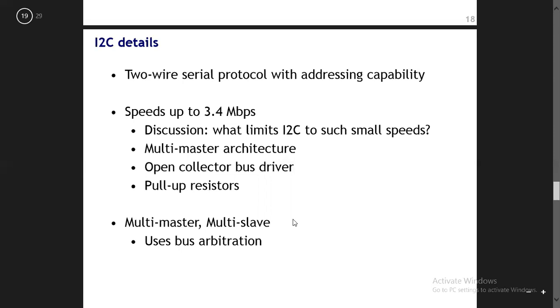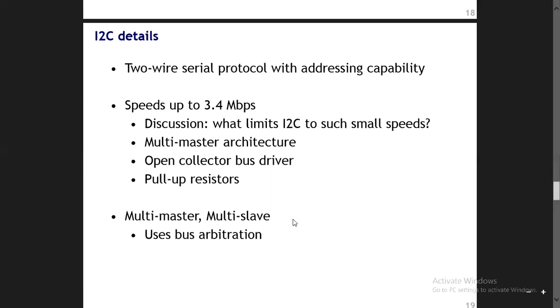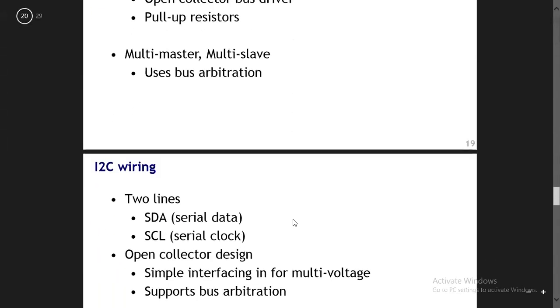Of course, like in SPI, only the master can initiate the data communication on the bus. But if you have multiple masters, then there must be a mechanism to arbitrate access to the bus. So this specific protocol uses bus arbitration. What that arbitration mechanism is, we will get into in detail later in the slides. So this is the general overview of the I2C.